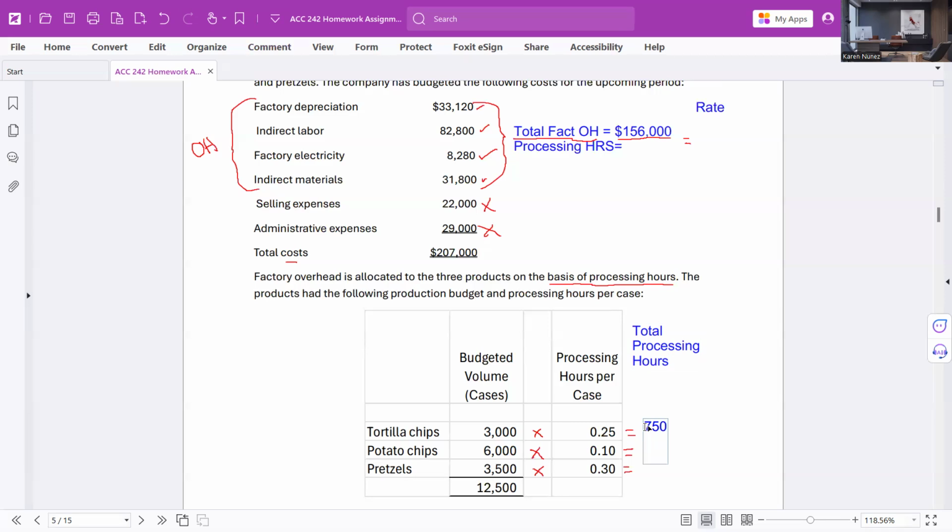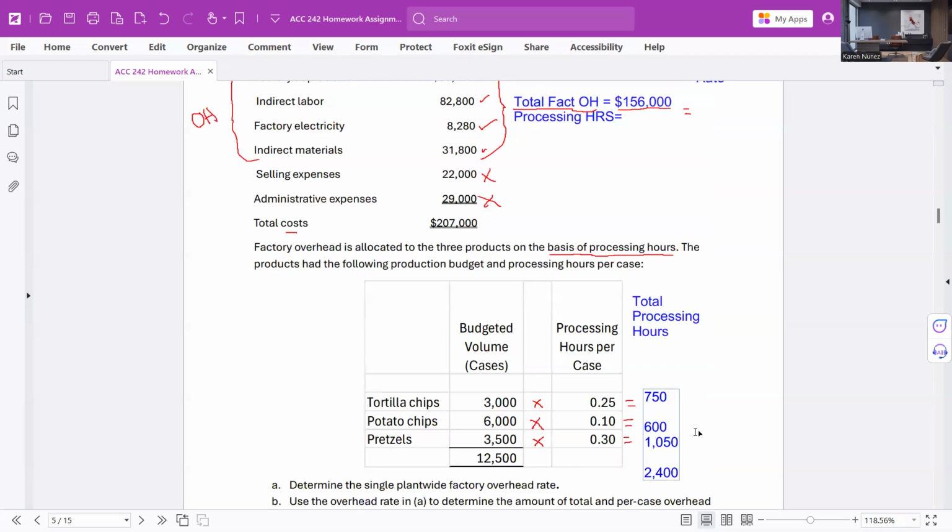We do the same thing for the potato chips. 6,000 cases times 0.1 will give us 600 hours. And then lastly, the pretzels, 3,500 cases times 0.3 processing hours will give us 1,050 processing hours. And in total, what that gives us is 2,400 hours. 2,400 hours in total.